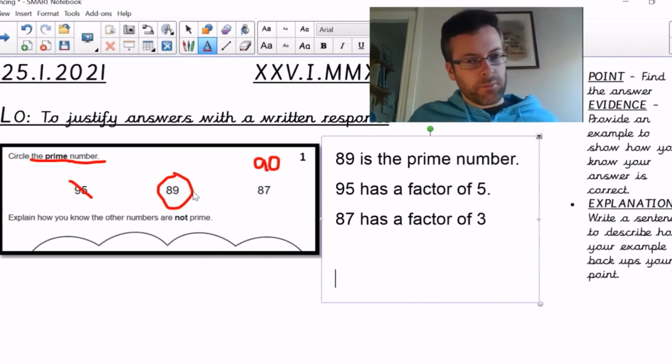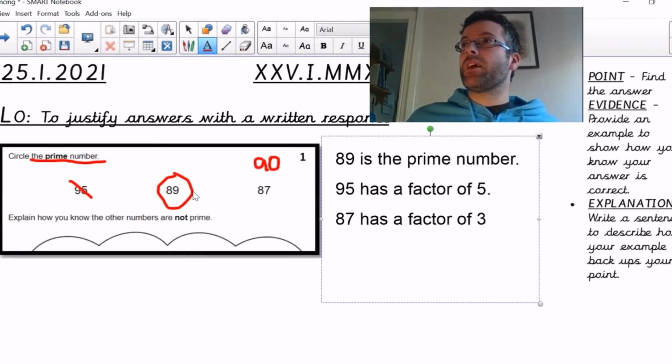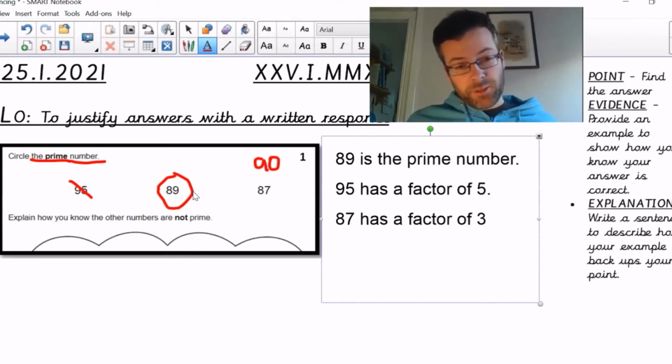4s no, because it's an odd number. 5s no, because it would end in 5 or 0. 6s, well, 6 would go 60, 66, 72, 78, 84, 90, so no. 7s would be 77, 84, 91, so no. 8s would be 80, 88. 9s is not going to be in there because 9s would go 90. 10s, it's definitely not. 11s would be 88 and 99.